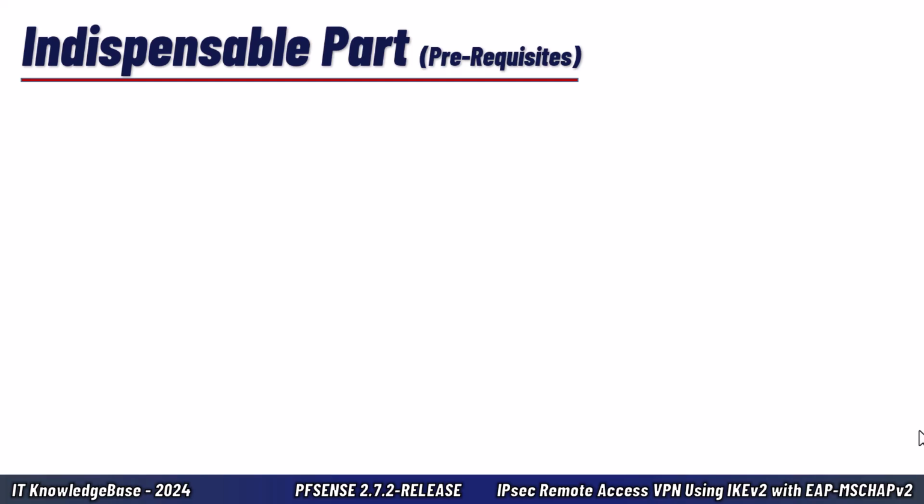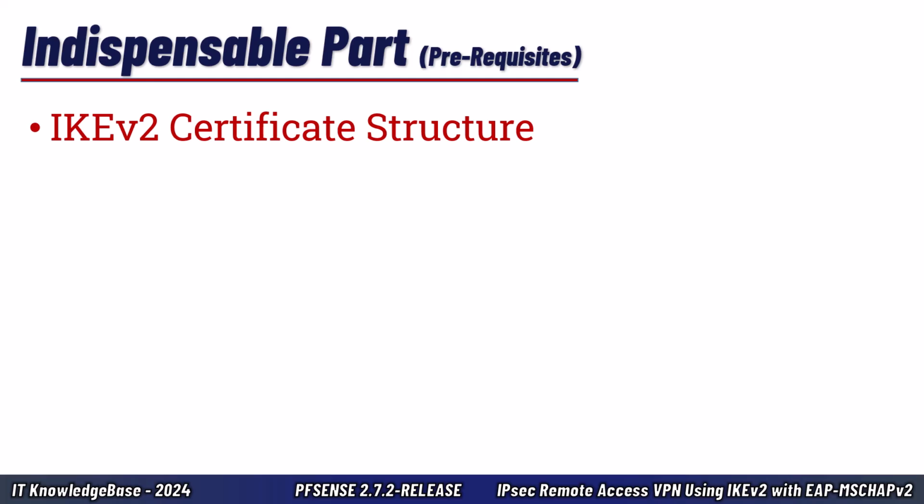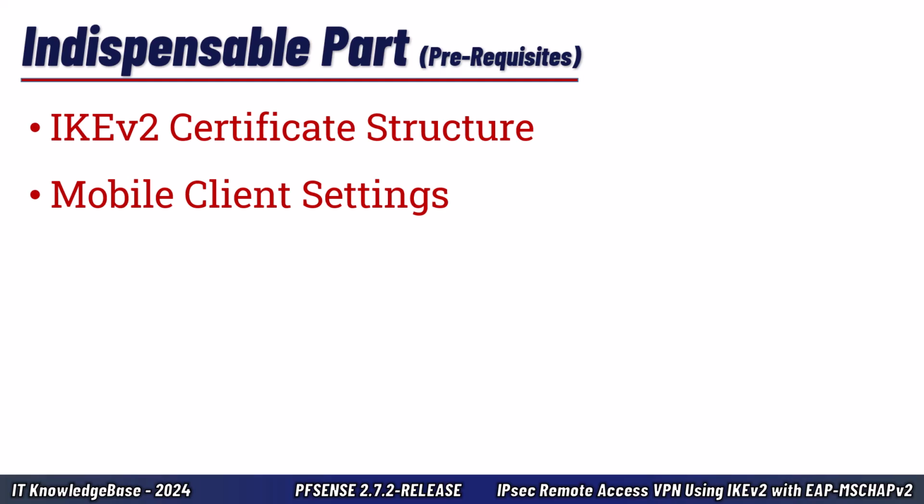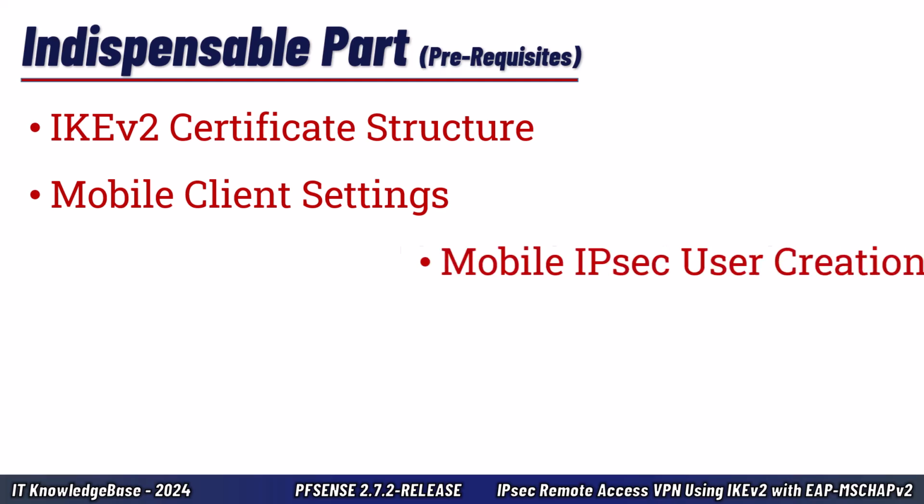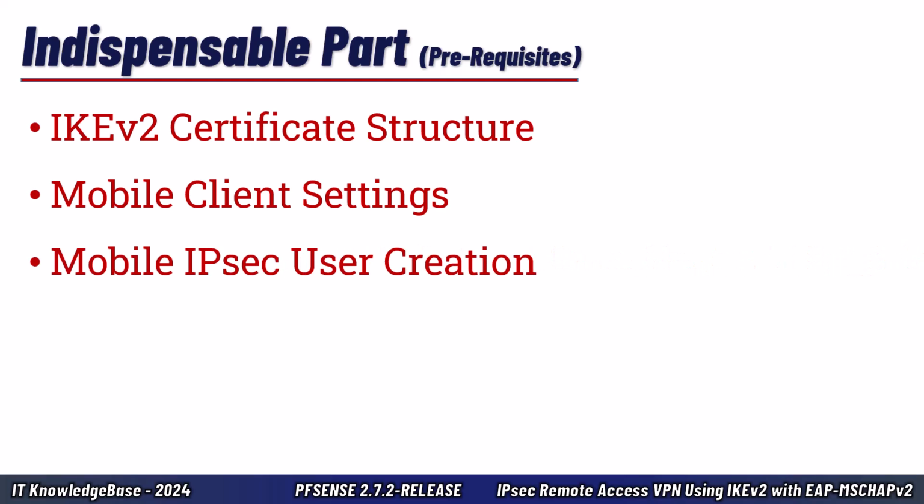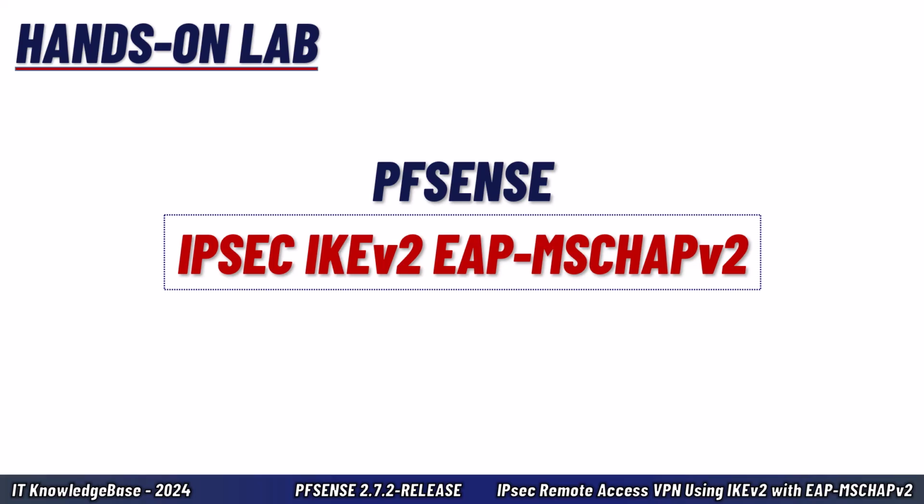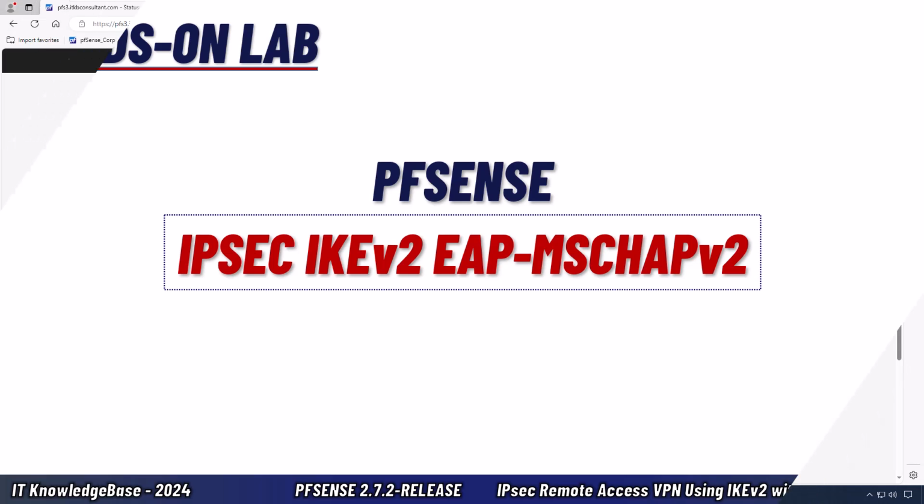Primarily, we must set up all these. Create an IKE version 2 certificate structure for the VPN, then configure the IPsec mobile client settings and create the phase 1 and phase 2 for the client connections, mobile IPsec user creation, adding IPsec firewall rules, and create client configuration and user credentials. Alright, let's start our hands-on demonstration segment and log into our pfSense firewall so we can complete our first compulsory step.